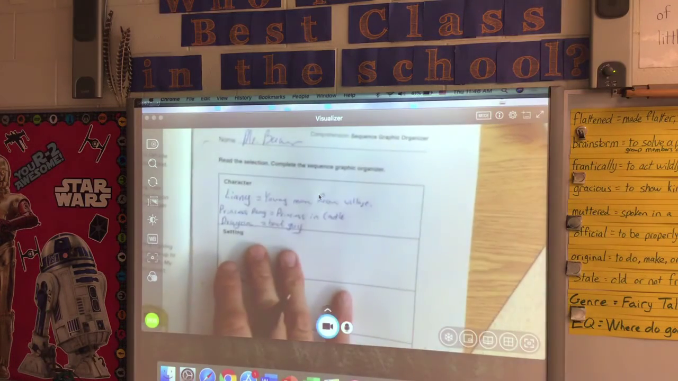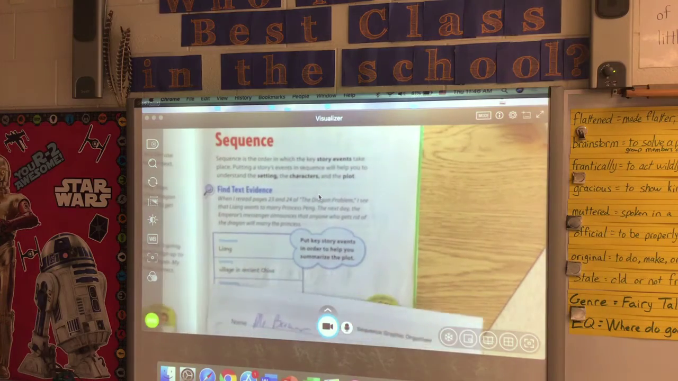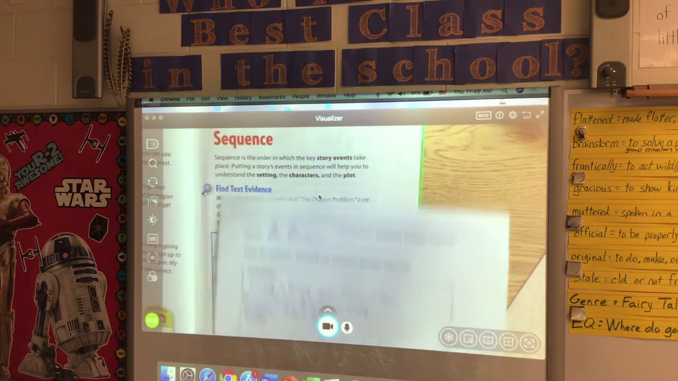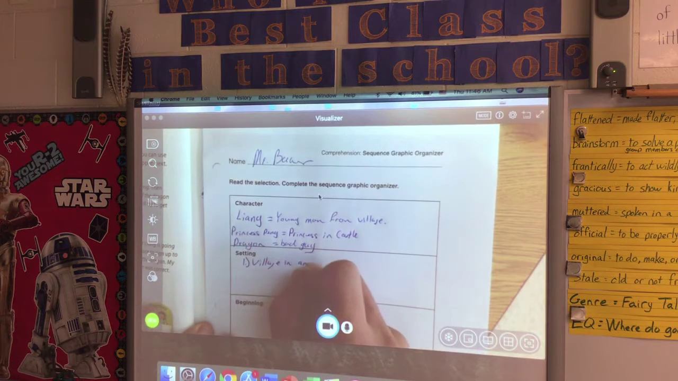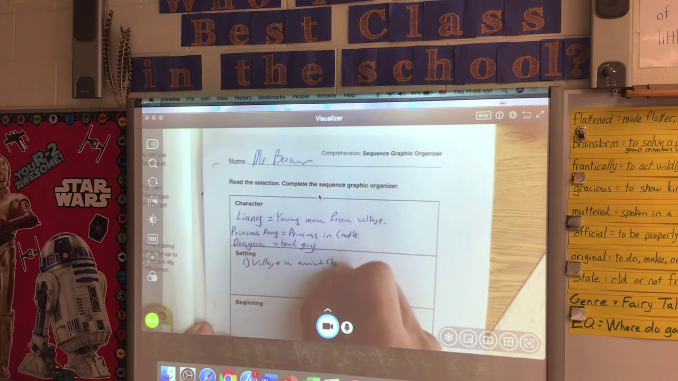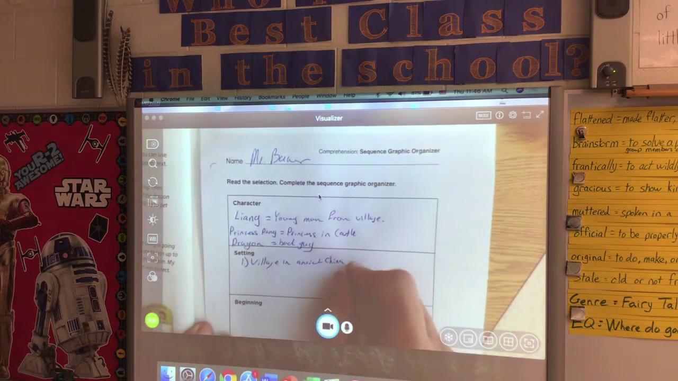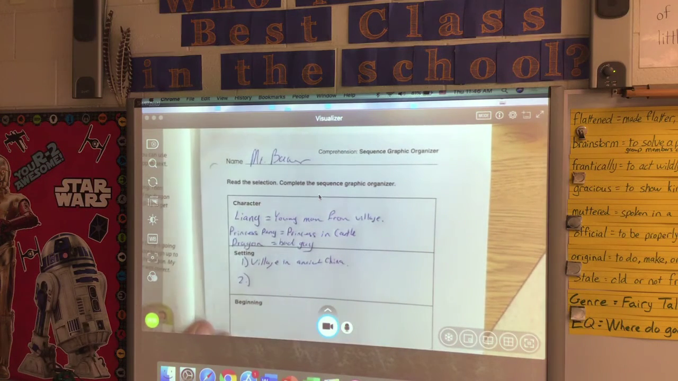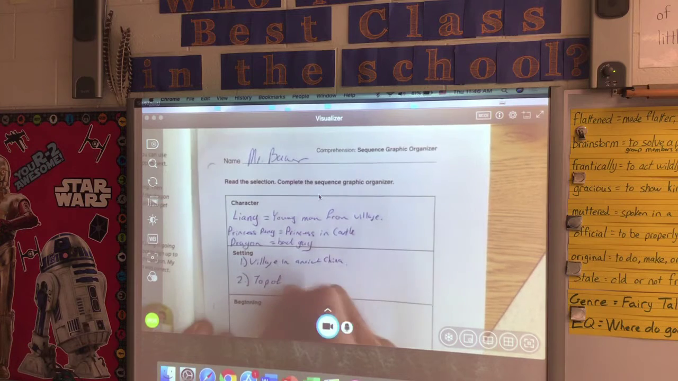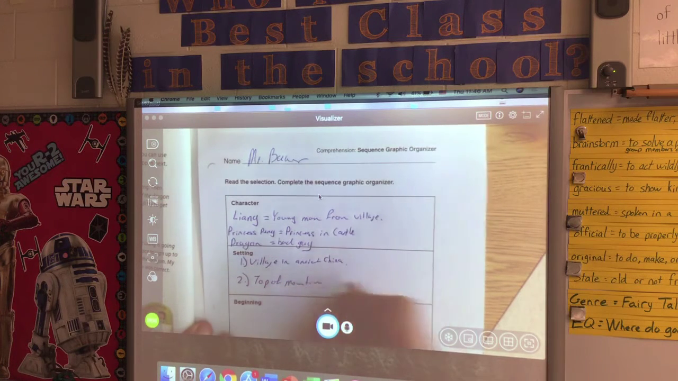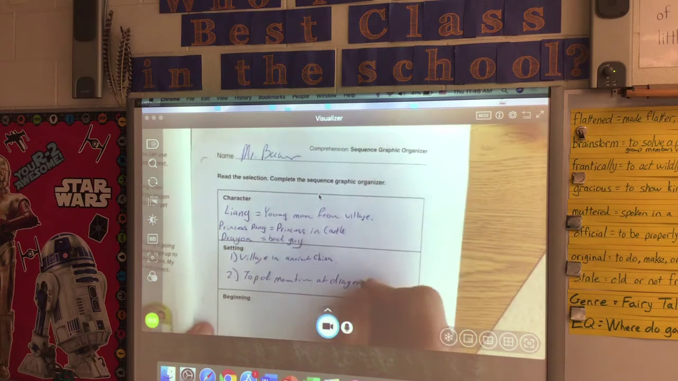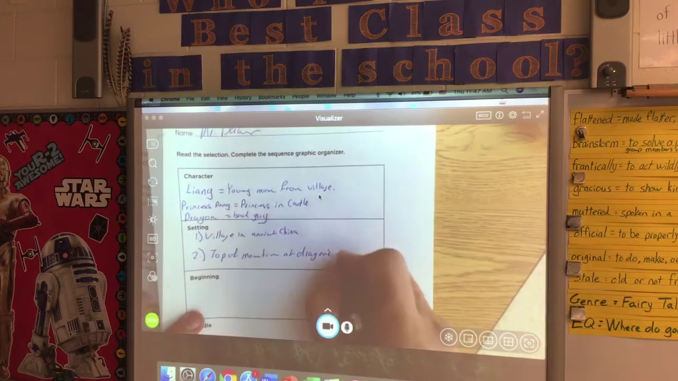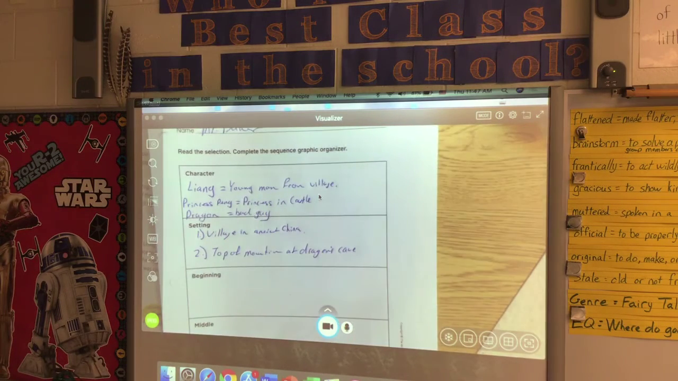Okay, so where's our setting? Do you remember where our setting was? I thought the book did a pretty good job. Village in ancient China. I'm going to put a 1 here, and I'm going to write exactly what they had. Village in ancient China. China's a place, so it should have a capital C on it. And I think there was another one. I'm going to put top of mountain. At Dragon's, apostrophe S, because he's going to own it, Dragon's Cave. That's where that big climax happened.